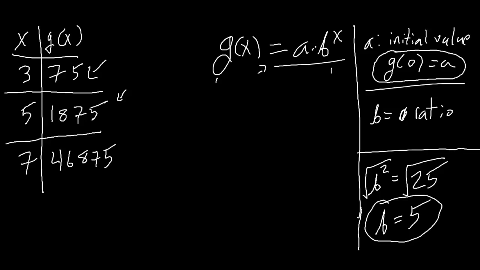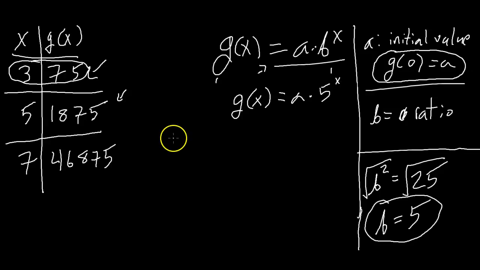We're going to find a by taking any of these points, okay? And let's take this first point, all right? And we're going to plug this information into our function, right? Because we know that g of x is equal to a times b to the x power, all right? Well, now that we found b, we know that g of x is equal to a times, in this case, 5 to the x power, right? So let's take one of these points. Let's take x equals 3 and g of x equals 75, all right?